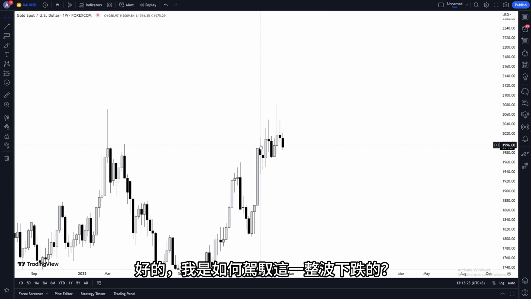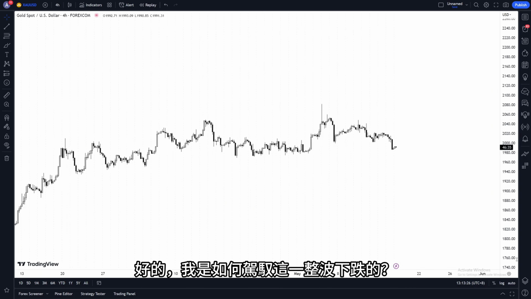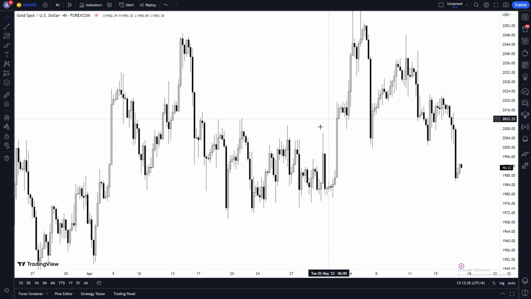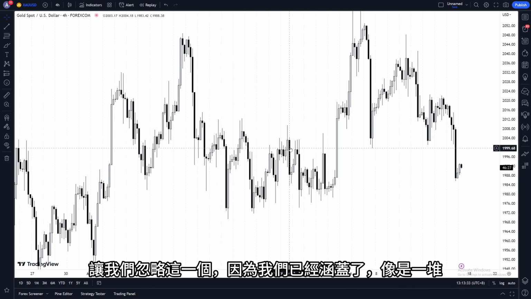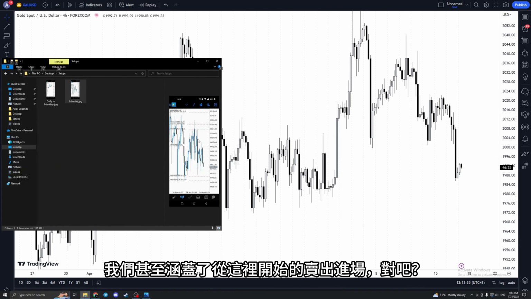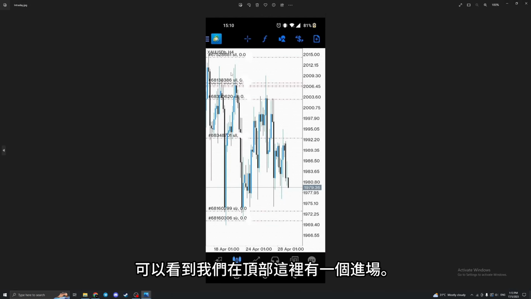All right, how did I ride this entire wave down? We had one entry here, if I'm not wrong. Let's ignore this one because we covered a bunch of these. We even covered the sells from here. If you look at this intraday, you can see we had an entry at the top here. Let's ignore all of these, and even this one, because we talked about it in the previous video.